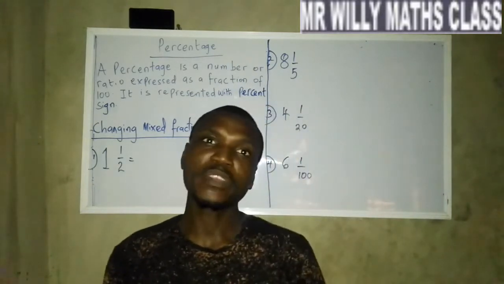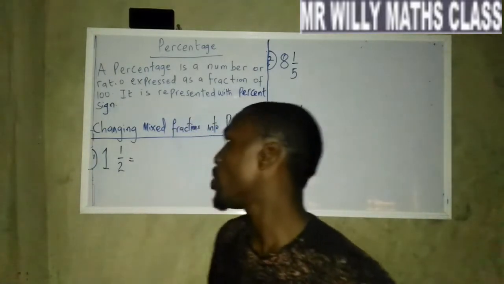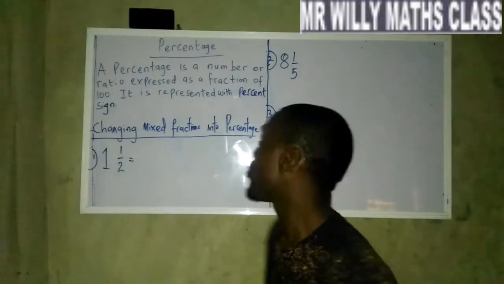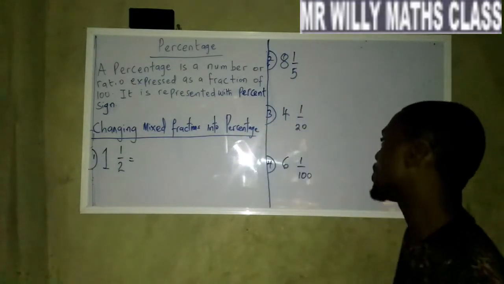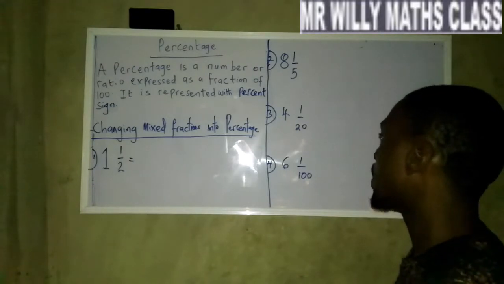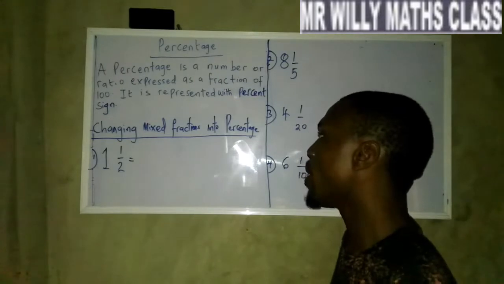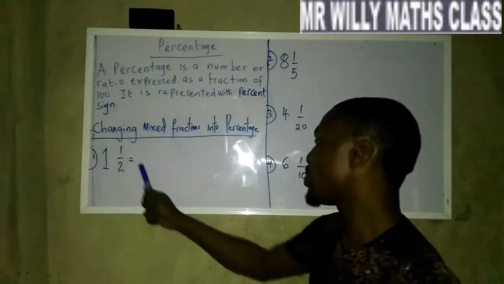If you have never seen a mixed number before, you have a couple of examples on the board. We have one whole number and a half, that is 1 and a half. Then we have 8 whole number 1/5. Then you have 4 whole number 1/20. 6 whole number 1/100. Now, I said earlier that a mixed fraction is made up of two things. You have your whole number and the fraction part. This is the whole number, the 1, and you have the fraction part, which is 1/2, the half.